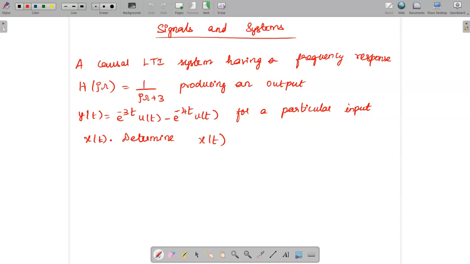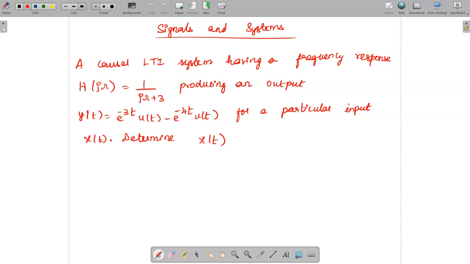Today we are going to see a problem on an LTI system which has the frequency response H(jω) = 1/(jω+3), producing an output y(t) = e^(-3t)u(t) - e^(-4t)u(t) for a particular input x(t). We have to determine x(t). Generally they will give x(t) and h(t), and we determine y(t). Here, in a different way, they have given the frequency response and also the output y(t). They are asking you to find the input x(t).